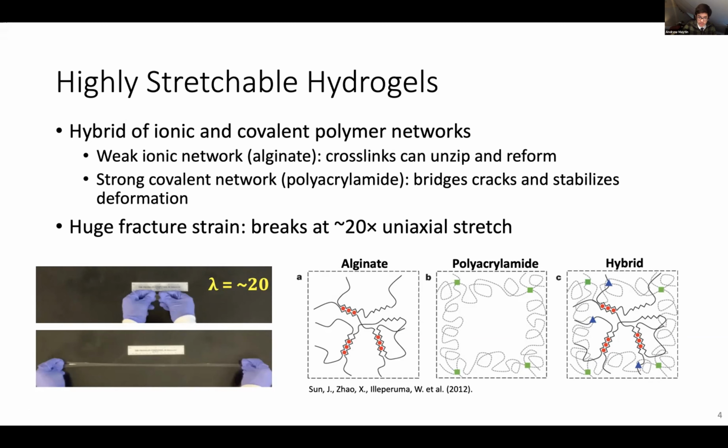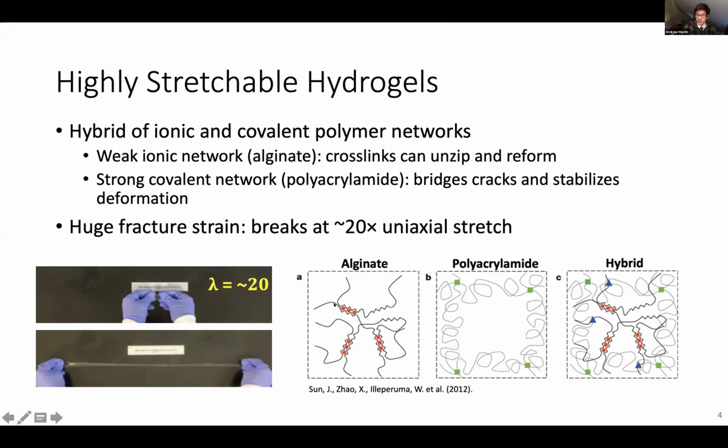And the nice thing about these hydrogels is they have a really huge fracture strain. So you can stretch them about 20 times before they finally break. And so in this figure on the bottom left, this is a gel that I made in the lab. And you can see how we start at like 1 centimeter width, and then we stretch it all the way to about 40 centimeters. Or sorry, I guess this is more like 30 centimeters. And on average, this is like a 20 times uniaxial stretch, in one direction, in one dimension.